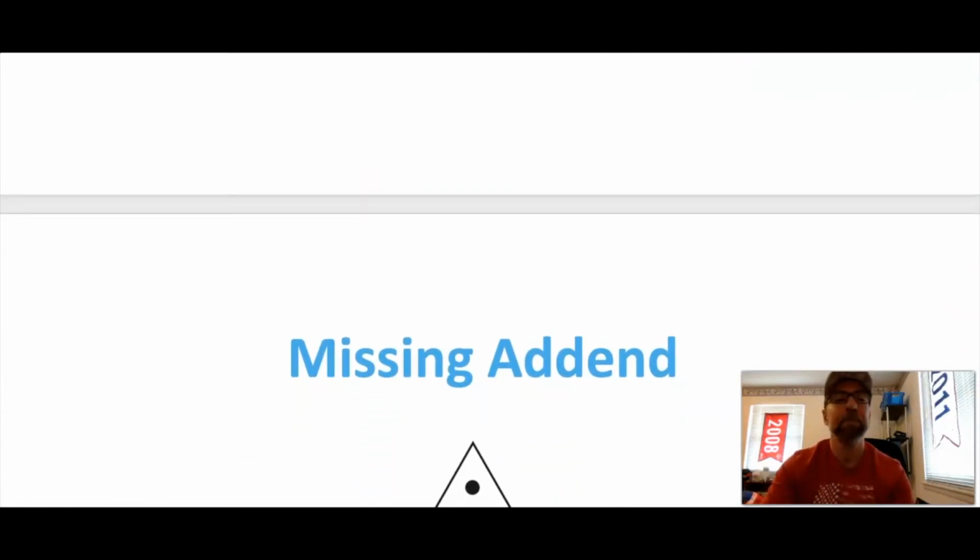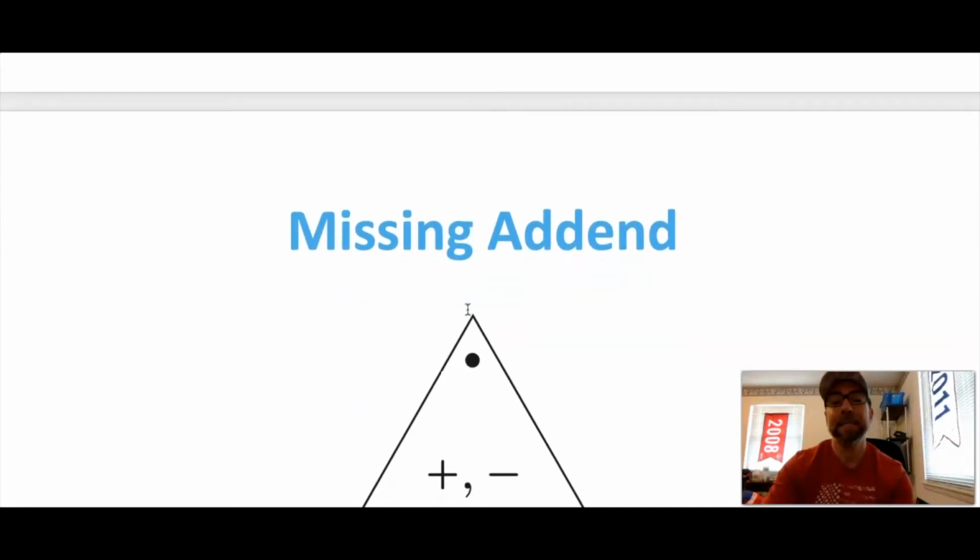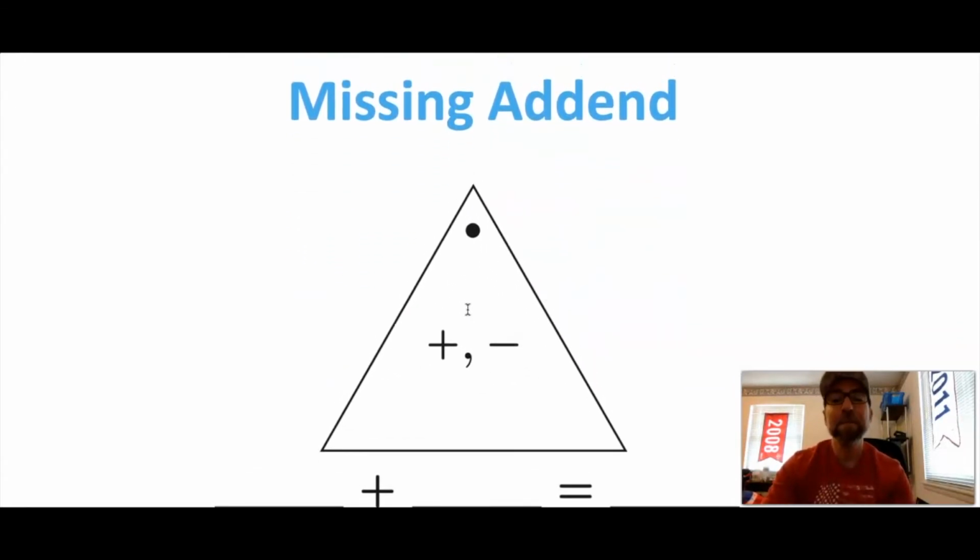Now this one is a little bit different. This one, we are going to be missing an addend. Remember that the addend was one of our parts. So let's take a look. Let's write down the number 6 in this part. And then my total at the top is a 10. But we don't know what our other addend is. We have to figure that out.